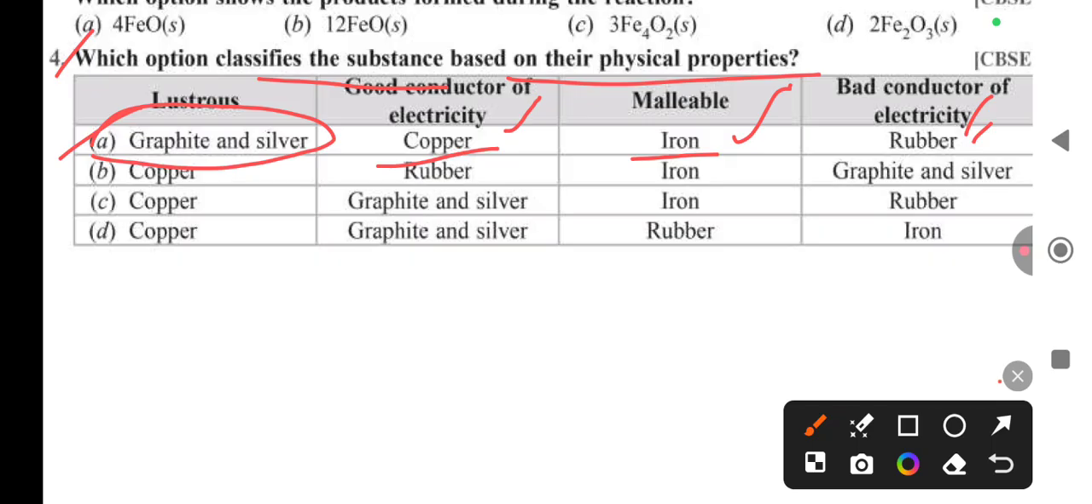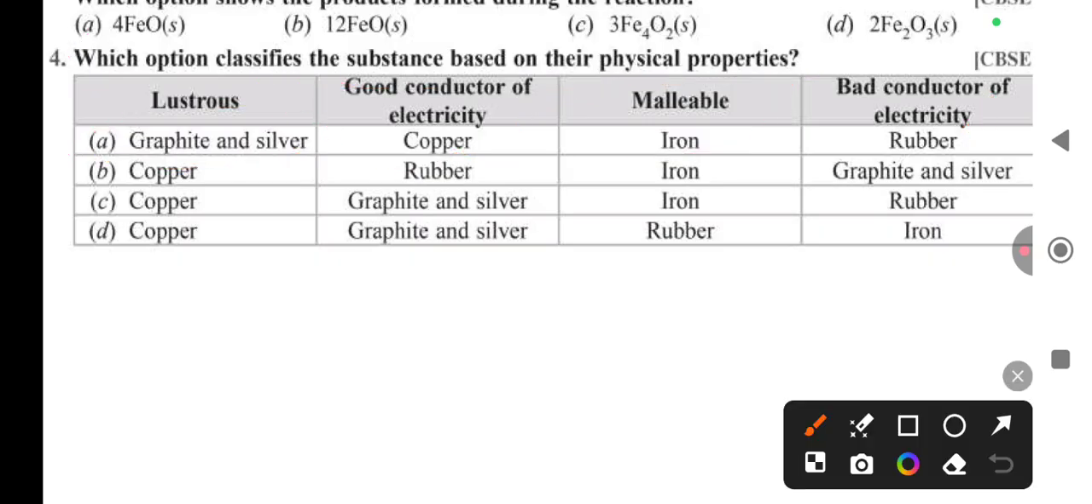In B option you can see, copper it is lustrous, it is okay, correct. It is a good conductor of electricity. Rubber it is bad conductor of electricity. Iron is malleable, okay. Graphite and silver, it is bad conductor of electricity, this is also wrong. Good conductor of electricity, rubber it is the bad, this is the wrong option. So definitely B will not be this. Okay, B will not be the answer.